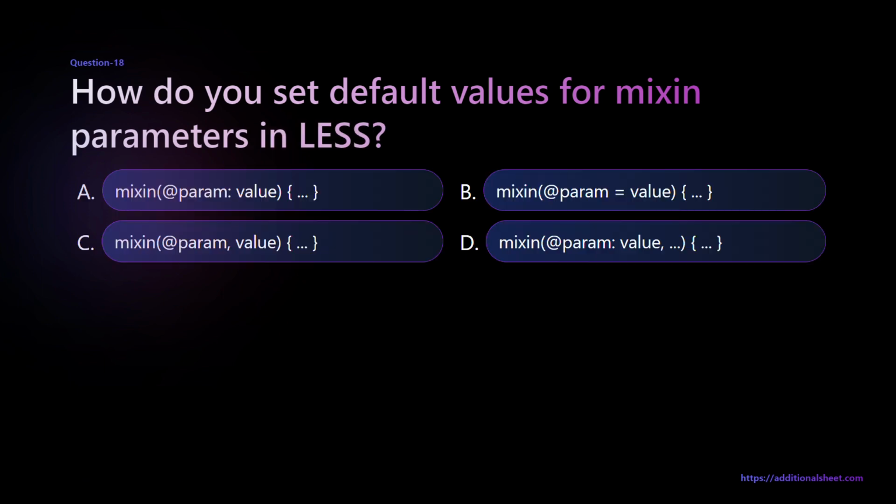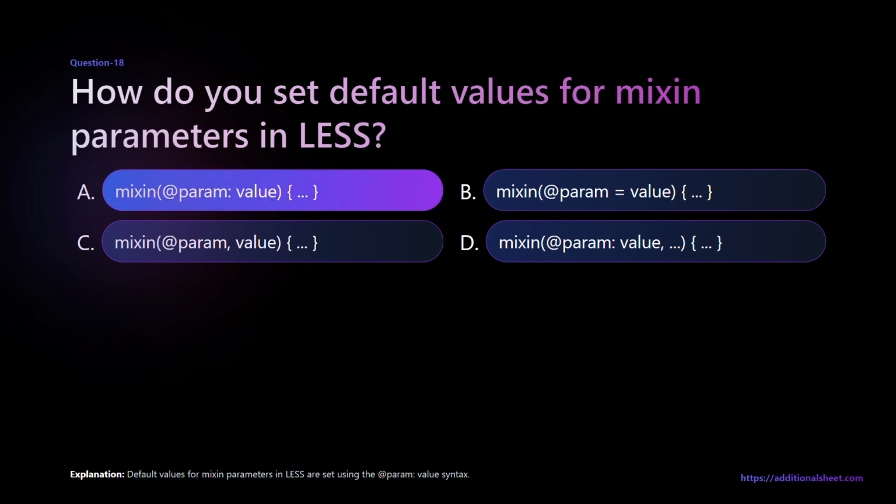How do you set default values for mixin parameters in LESS? Option A, .mixin(@param: value). Option B, .mixin(@param = value). Option C, .mixin(@param => value). Option D, .mixin(@param -> value). The correct answer is option A, .mixin(@param: value).